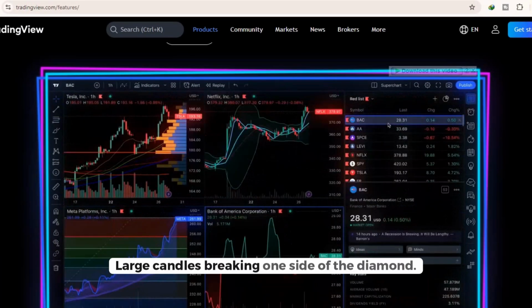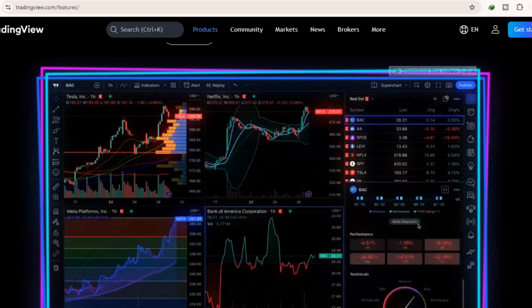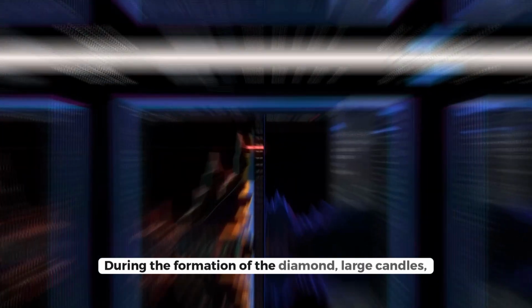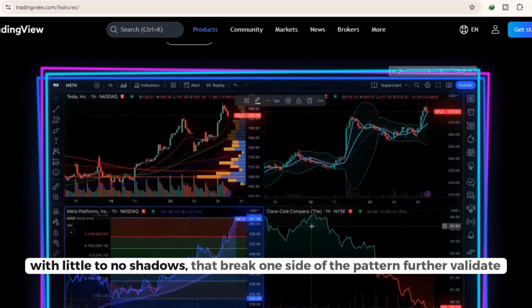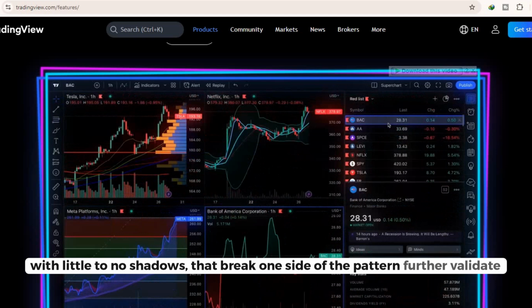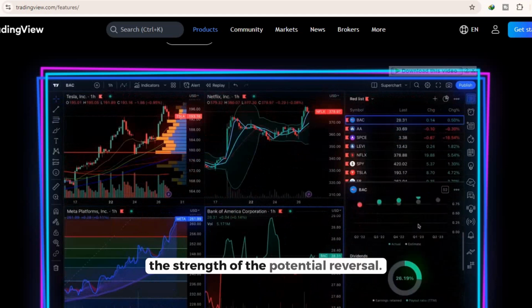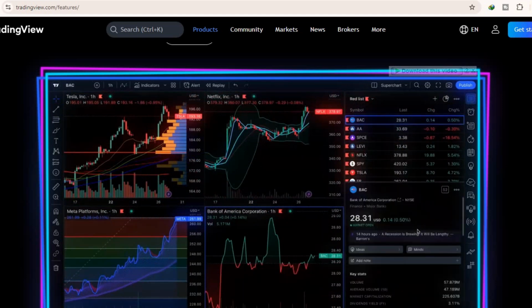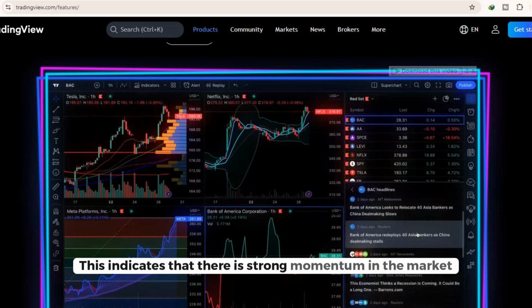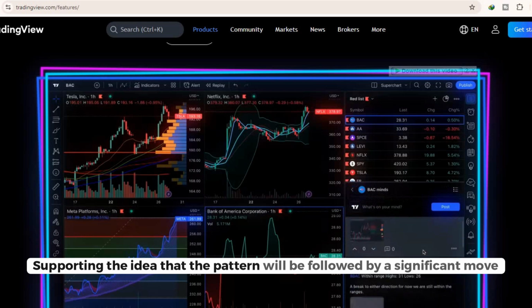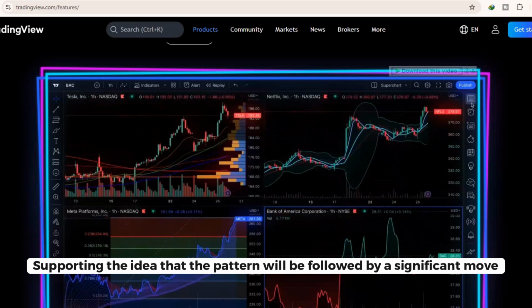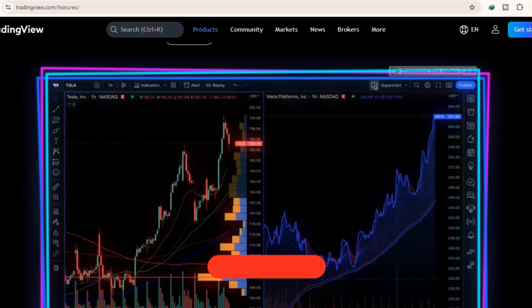Large candles breaking one side of the diamond. During the formation of the diamond, large candles, with little to no shadows, that break one side of the pattern further validate the strength of the potential reversal. This indicates that there is strong momentum in the market, supporting the idea that the pattern will be followed by a significant move once it's confirmed.